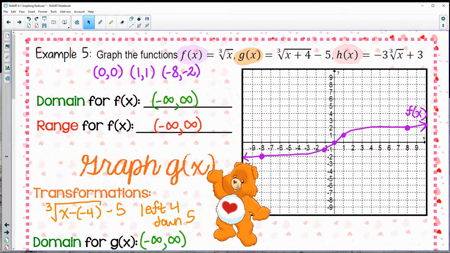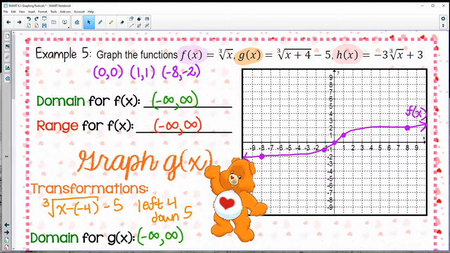You've got some transformations here. So I'm going to go left 4 and I'm going to go down 5. You can see how I rewrote mine in orange to help me see it. So again, I'm going to go left 4. I'm going to go down 5, no stretching, no compressing, and no flips. So I kind of get to move all of these points.